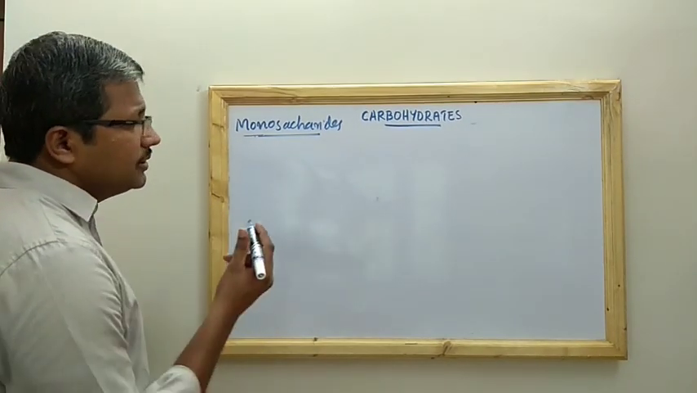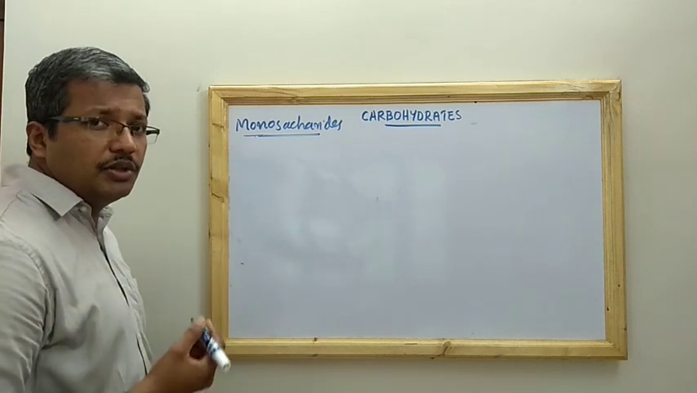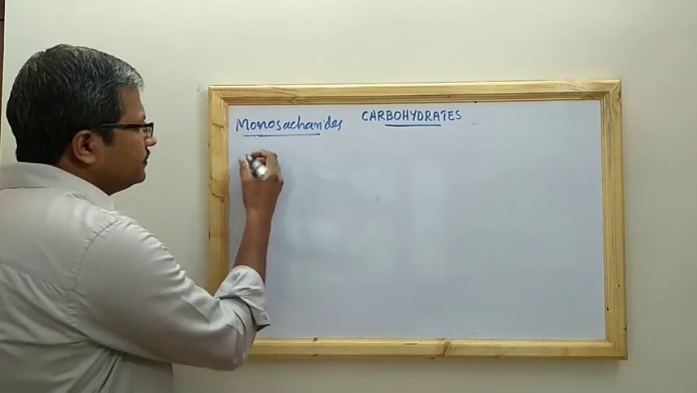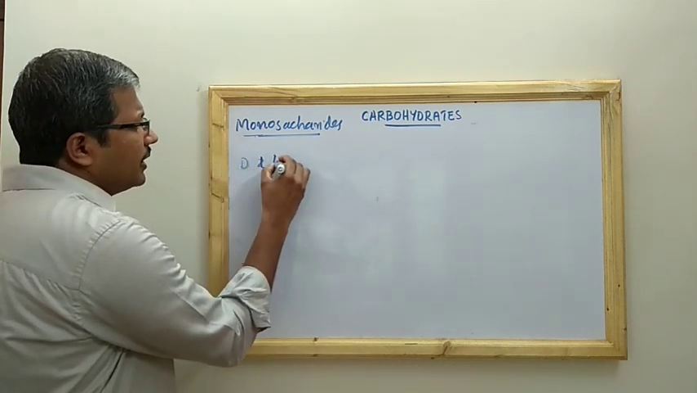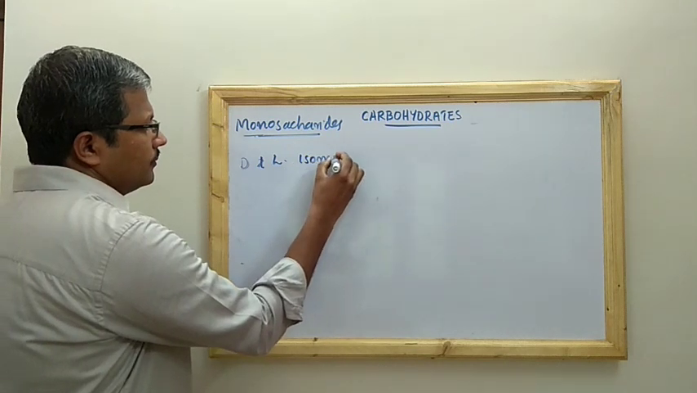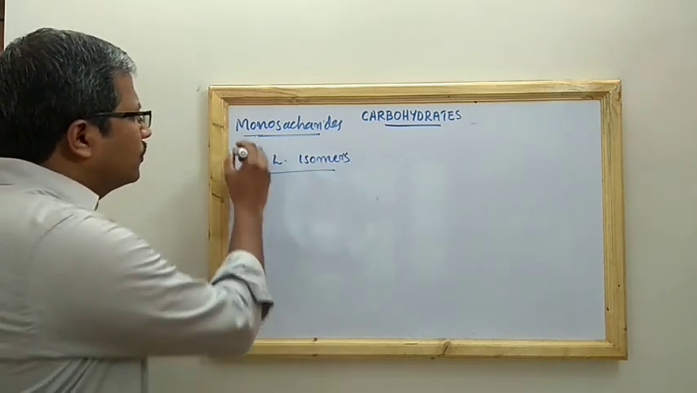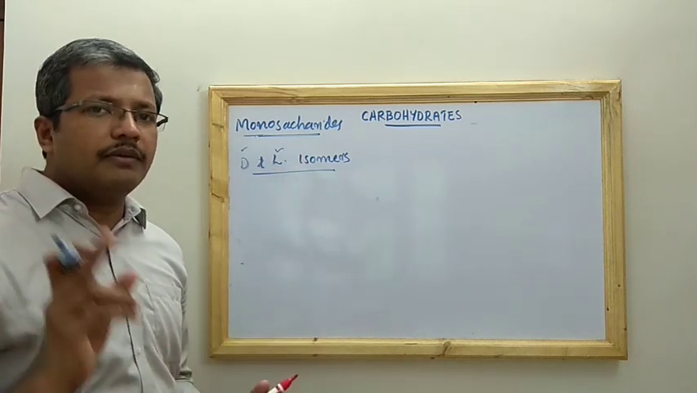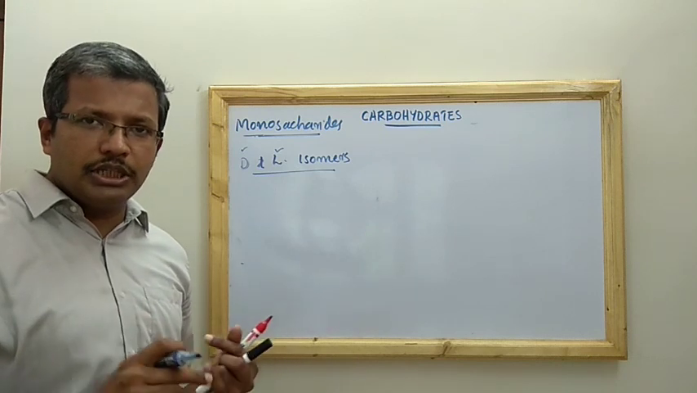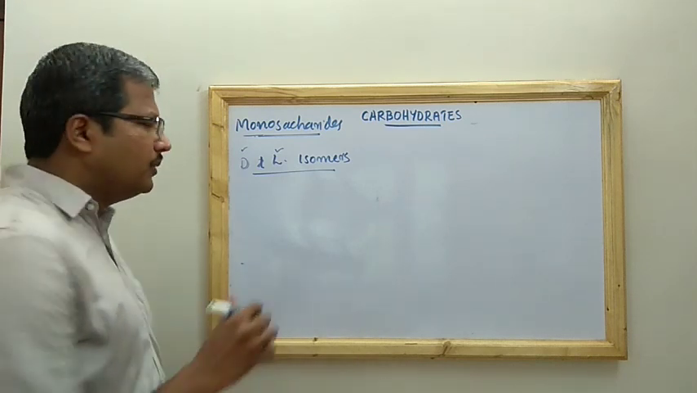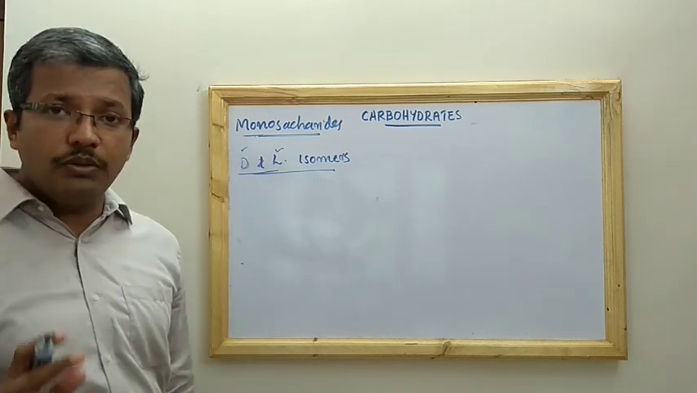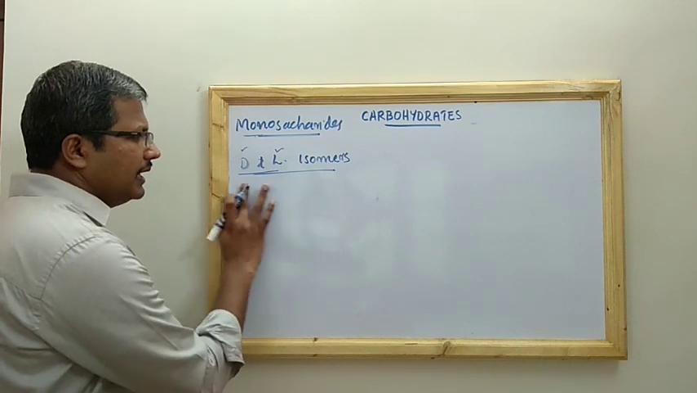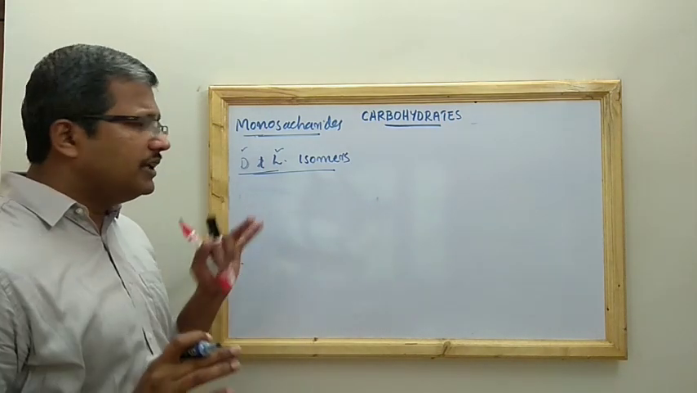In the case of monosaccharides, the most important one is actually the D and L isomers. When you see D and L isomers, you may connect them with dextrorotatory and levorotatory, but it is not at all related to dextro and levorotatory. That is a capital D and L in a different sense. So this is entirely different.